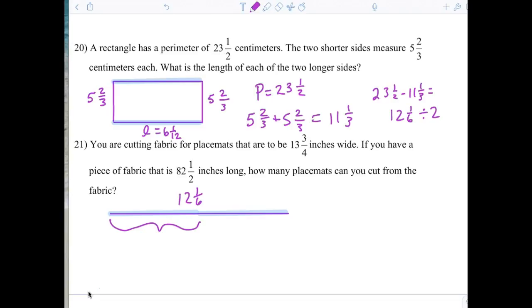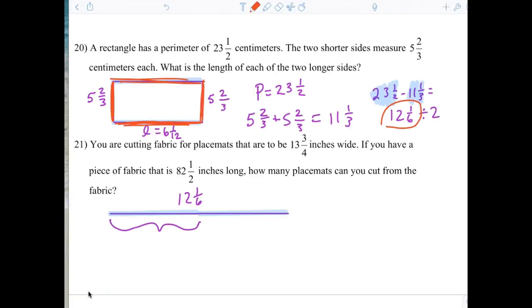Why do you have to divide by 2? Well, because when we did 23 1/2, stay with me, minus 11 1/3. Why was it 11 1/3? Because that's the total of the length. That's correct. That was this length right here plus this length right here. So that 12 1/6 was this side plus this side. But I only need one side. So I have to do what? Divide by 2. You happy with that? Makes sense, right, guys? Yes. Very good. Very tricky.